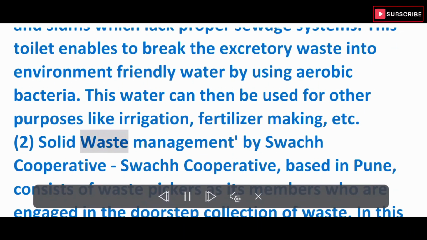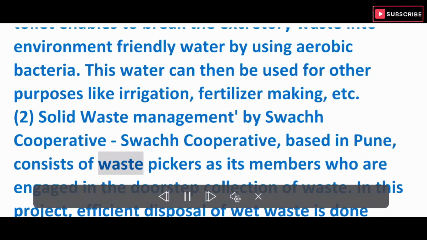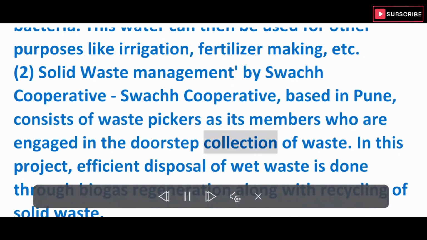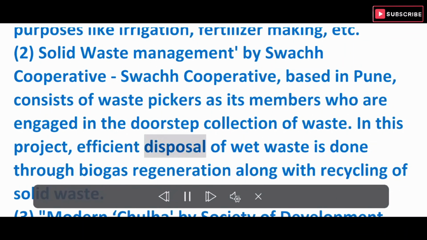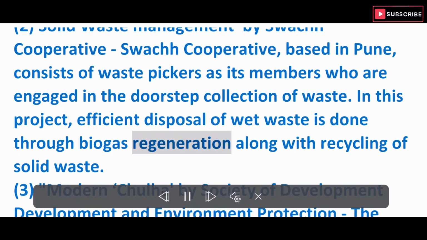2. Solid Waste Management, by Swatch Cooperative. Swatch Cooperative, based in Pune, consists of waste pickers as its members who are engaged in the doorstep collection of waste. In this project, efficient disposal of wet waste is done through biogas regeneration along with recycling of solid waste.